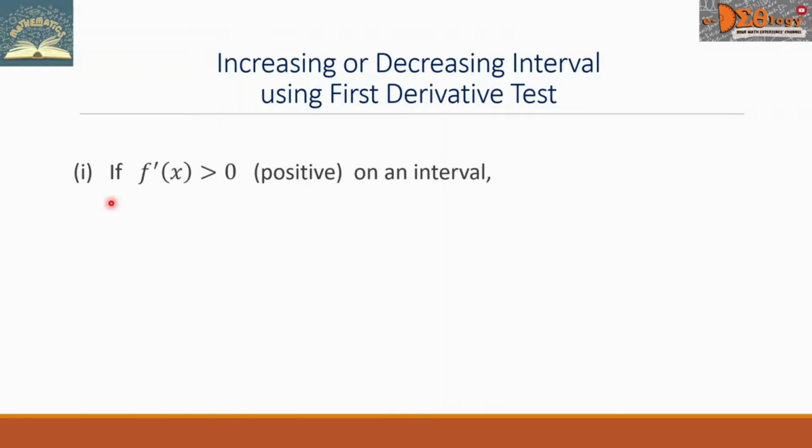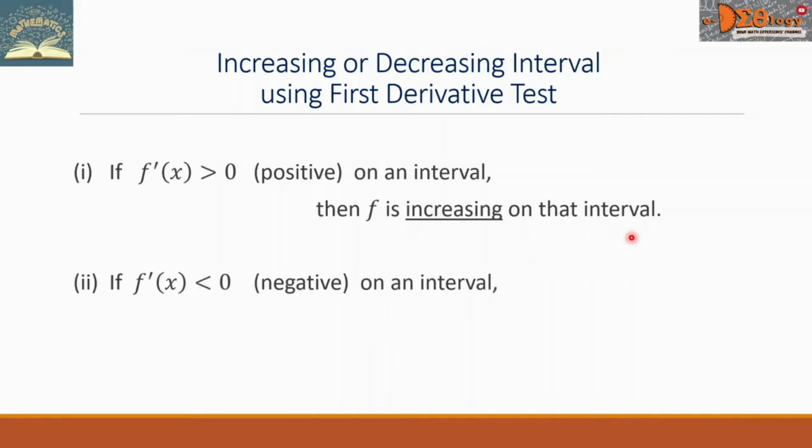First condition, if f prime of x is more than 0, meaning the derivative is a positive value on an interval, then f, or the function, is increasing on that interval. Second condition, if f prime of x is less than 0, or we say that the derivative is negative on an interval, then the function is decreasing on that interval.